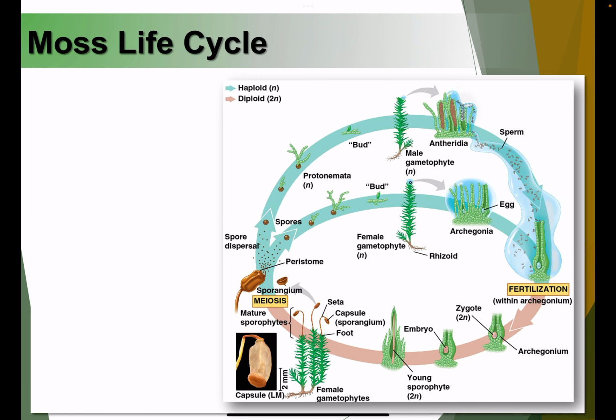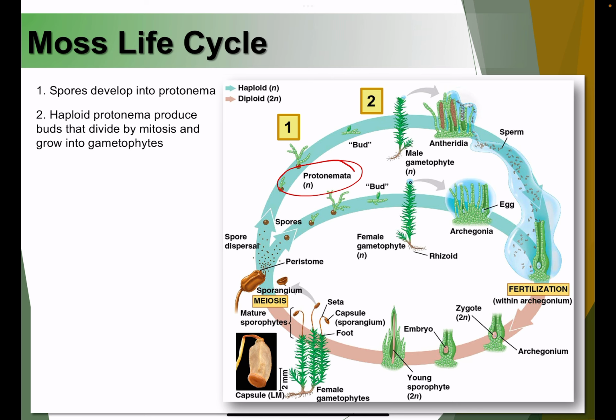So with all that we have talked about regarding bryophytes, let's review everything using the moss's life cycle. First, spores develop into protonema, or protonemata, which is the plural form of protonema, kind of like stomata with stoma. So then the second step, these haploid protonema will produce buds that divide by mitosis, and then they will eventually grow into gametophytes, whether it be a male gametophyte or a female gametophyte. They're both haploid still at this point.